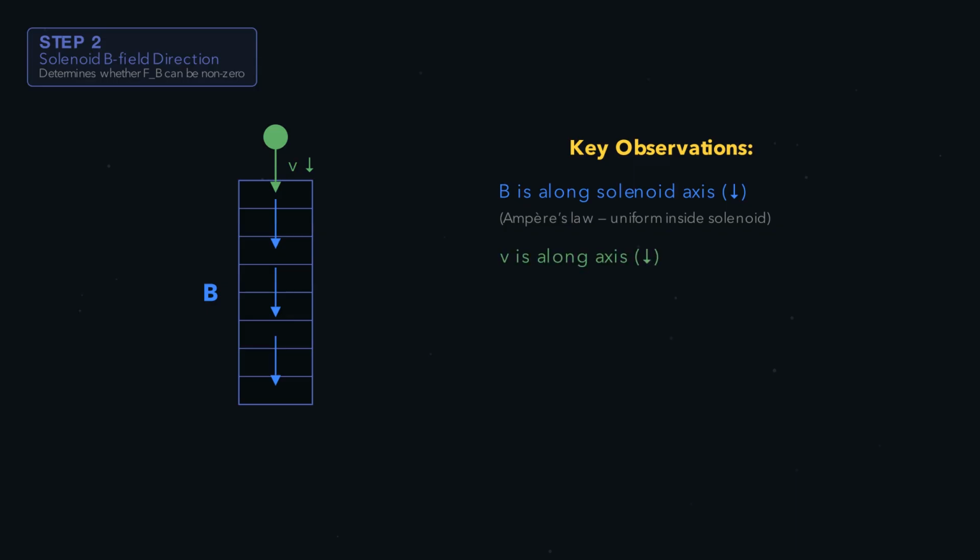Here's the key insight. A solenoid produces a magnetic field directed along its axis. Our particle moves along that same axis. So velocity and magnetic field are perfectly parallel, pointing in the same direction.